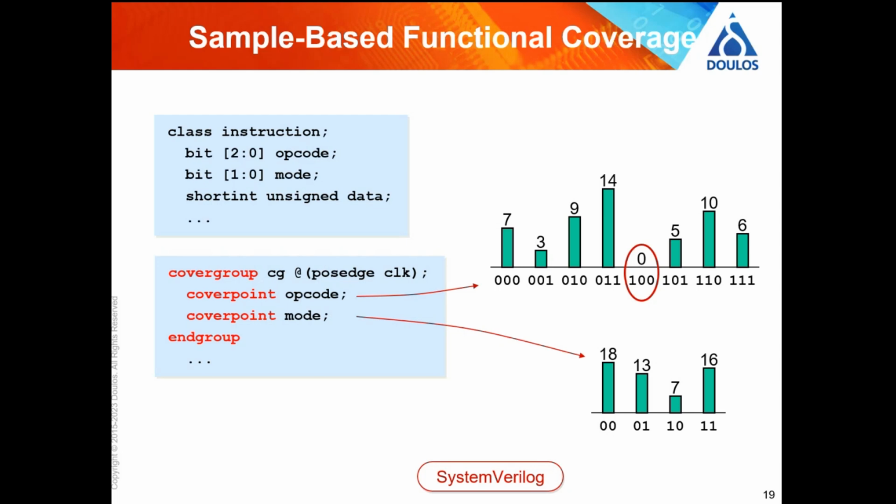The bottom one is what's called a cover group. And a cover group is a container of something called a cover point, and a cover point is a probe. And what we're doing is we're probing these two variables, opcode and mode, and we are keeping a record of what values they have taken in any simulation. So not just one simulation, across all of our simulations. And what we're looking for is missing values, basically.